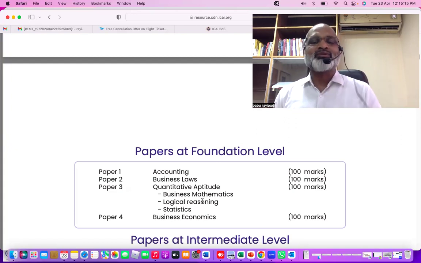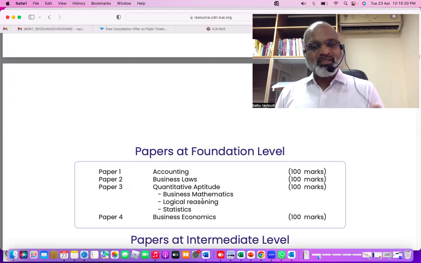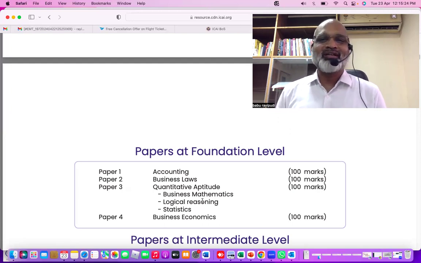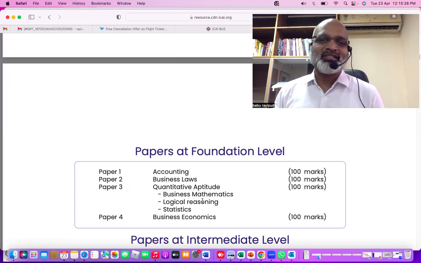Yes, one of my students scored even 97 marks in accountancy. Business economics at BRICS, 93 marks this year, highest we got. Law, 98 we got. That means there are students who are scoring above 90 also in the professional courses.